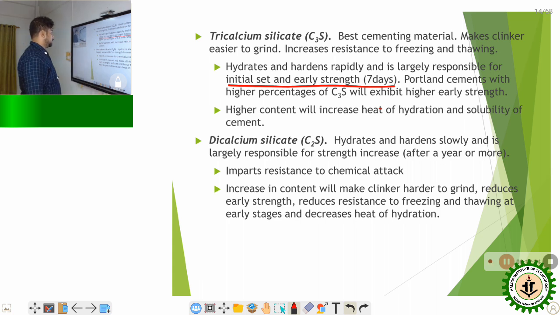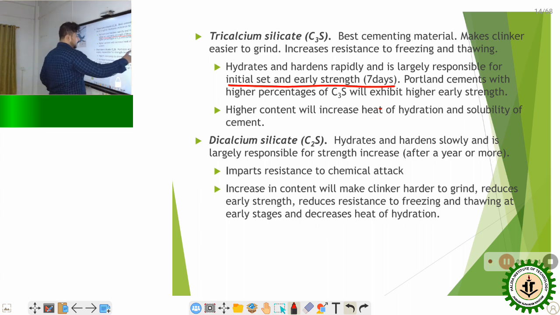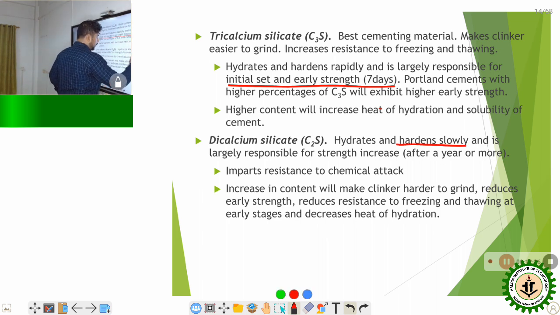And let's talk about C2S. C2S hydrates and hardens slowly and is largely responsible for strength increase after a year or more. It hardens slowly, and is responsible for the slow strength increase.